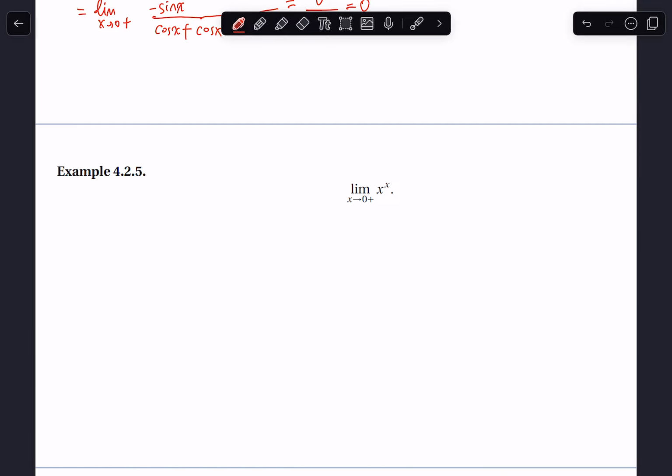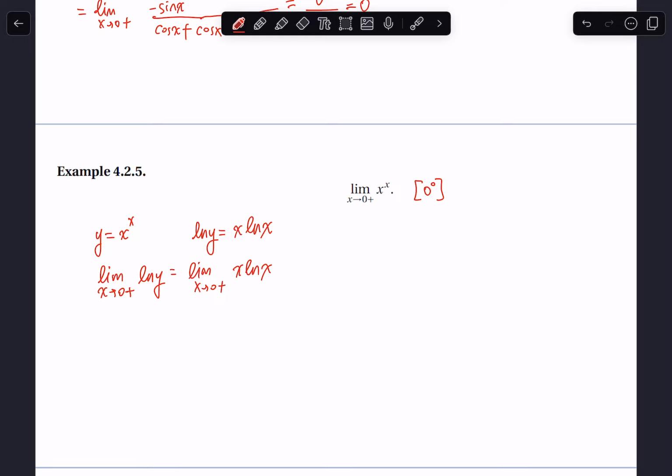Okay, this time we get an indeterminate form of the form 0 over 0. Now let's call y as x to the power x. If we take the ln of both sides, we get x times ln of x. Now instead of looking at the limit of y, we look at the limit of ln of y. So this is the limit as x goes to 0 from the right of x ln of x.